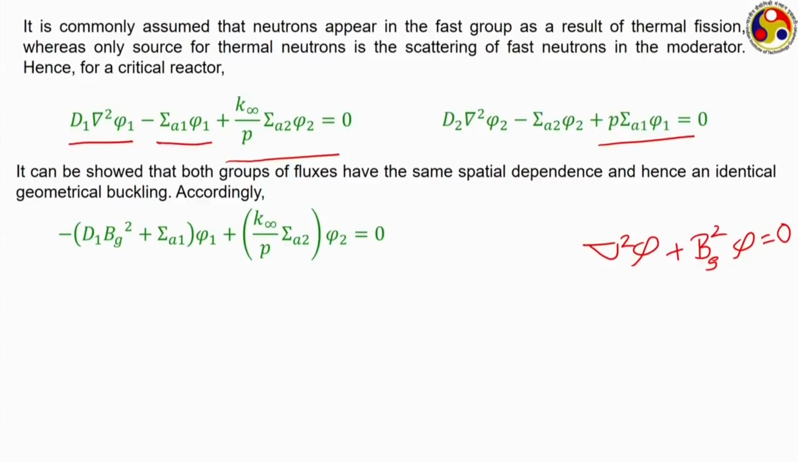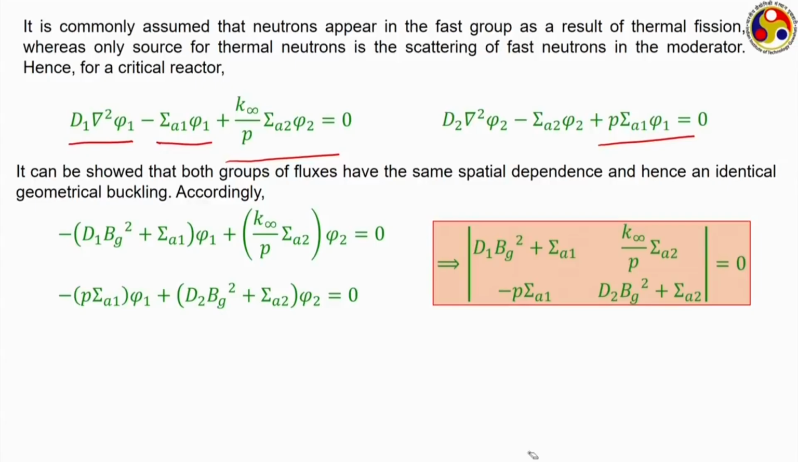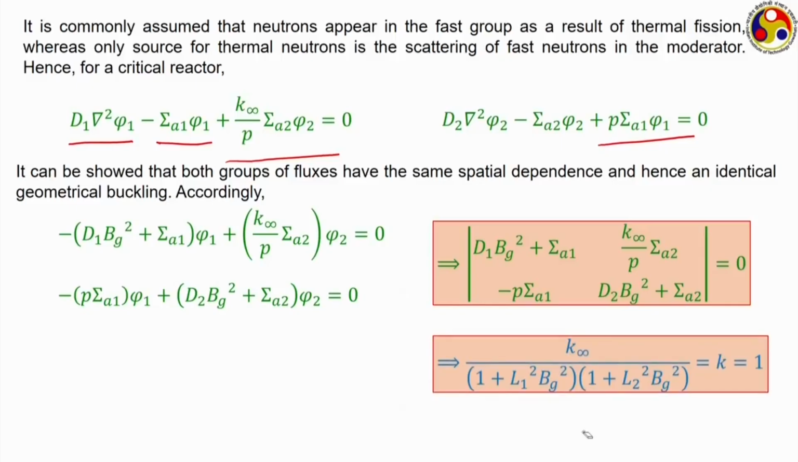So, with that substitution we get a form like this, and we can do a similar procedure for the second one. This is the corresponding equation. So, we basically have two algebraic equations which are coupled with each other, and a non-trivial solution for this is possible only when the determinant of the coefficients is equal to 0. So, from there we get this as the final solution. This equation has to be satisfied for a reactor with reflector to be critical.